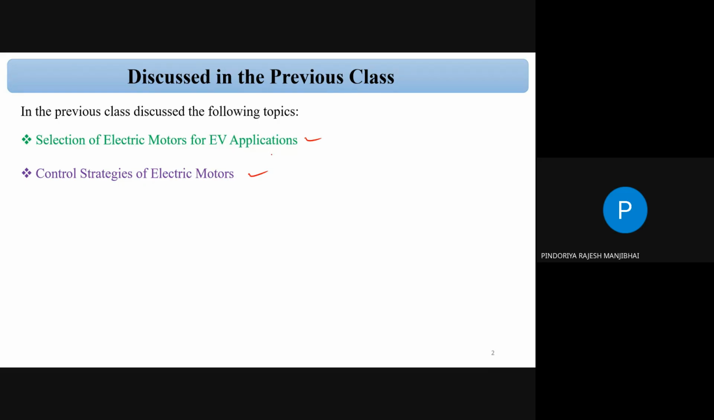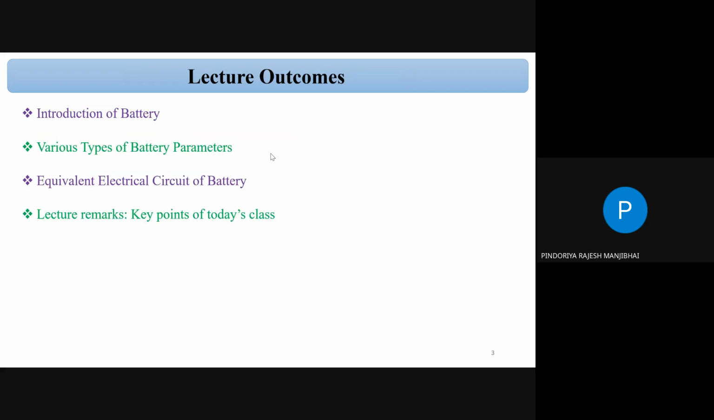Any confusion or query from the previous class? There is the selection of the electric motors. The major parameters are the power rating, torque rating, and the speed of the vehicle. Then we can decide which type of motor we have to use, maybe the induction motor, the PMSM, or the BLDC motor. If there is no confusion, we can start with the third unit.